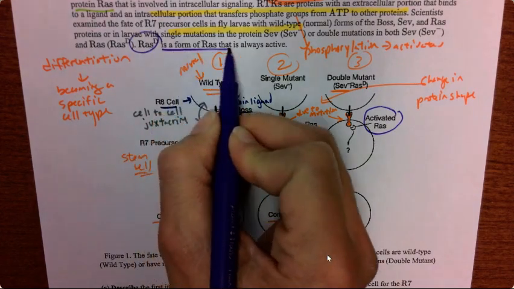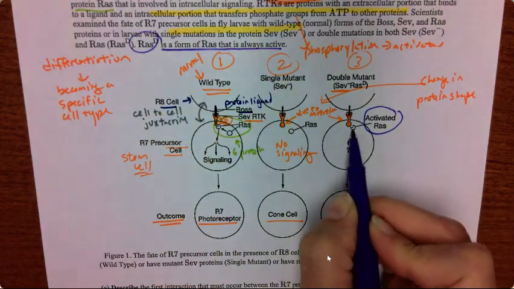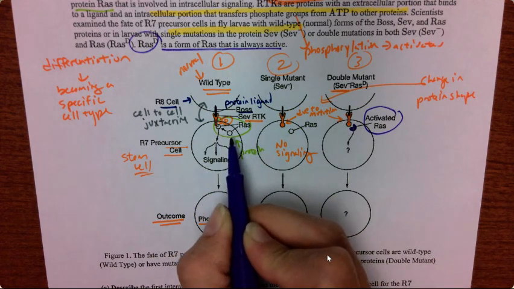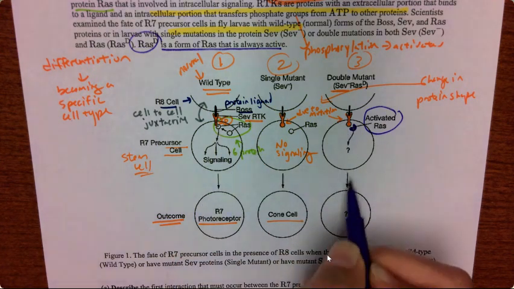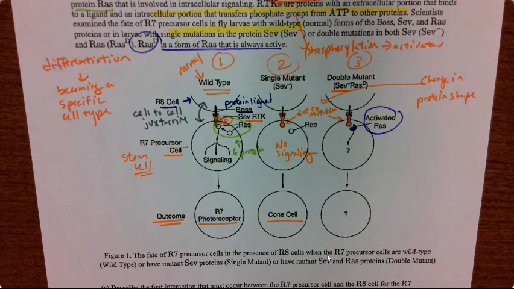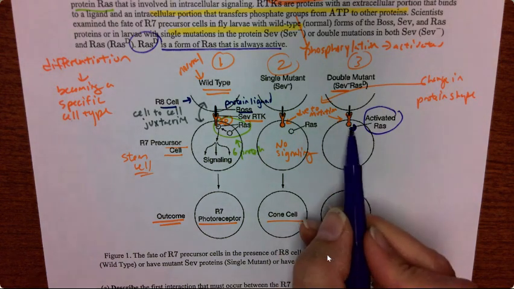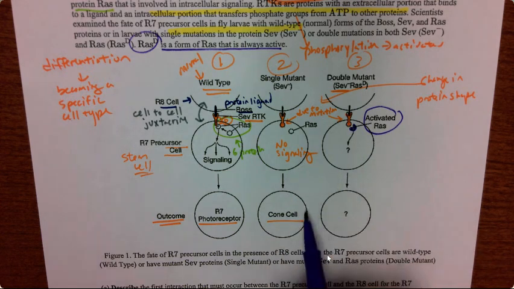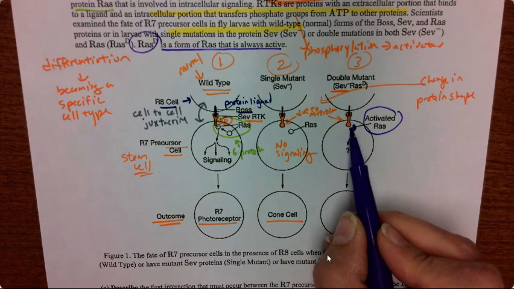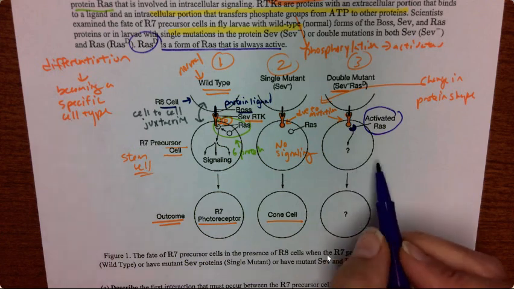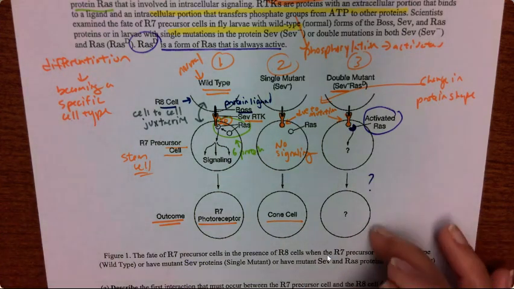RAS-D is a form that is always active. So interestingly, it looks like this is always active. So this is in its active form, not its inactive form. So they're wondering what is happening. Is there going to be no signaling because this is mutated? Or is there going to be signaling because this is in its permanently active form? So that's something you have to decide. I think that's in one of the questions.